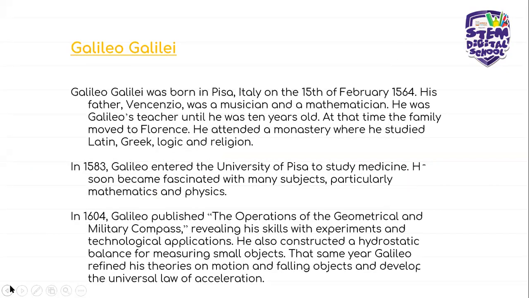So who wants to try to write a brief summary? Anybody? Okay, Piwa, you can unmute yourself. Ma'am, I think the most important thing for this section is that Galileo Galilei was born in Pisa, Italy on the 15th of February, 1564. His father, Vincenzio, was a musician and a mathematician. In 1583, Galileo entered the University of Pisa to study medicine.